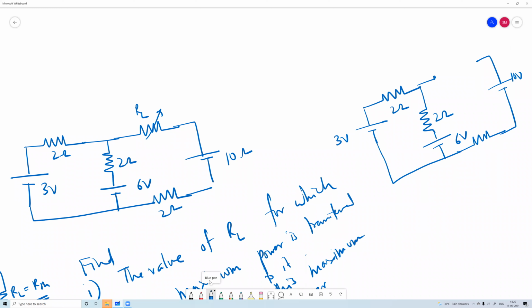Now how to find VTH? Nodal analysis. Okay, can be done. Let's try. Let us say this voltage is V. Then how to use node analysis?